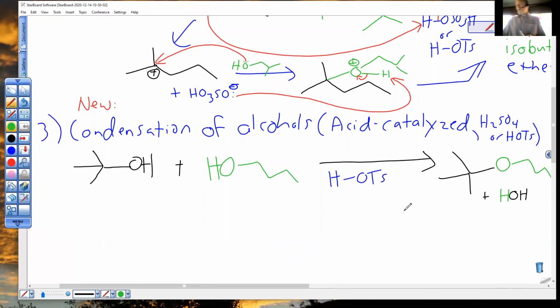The question you always have with a strong acid in the presence of alcohols is, which one should I protonate first? And the guidance towards your answer should be led by the principle of which one would make a better carbocation. And I'm going to protonate the tertiary alcohol because when I protonate it, it will become an oxonium. And when the water leaves, it will leave behind a tertiary carbocation.